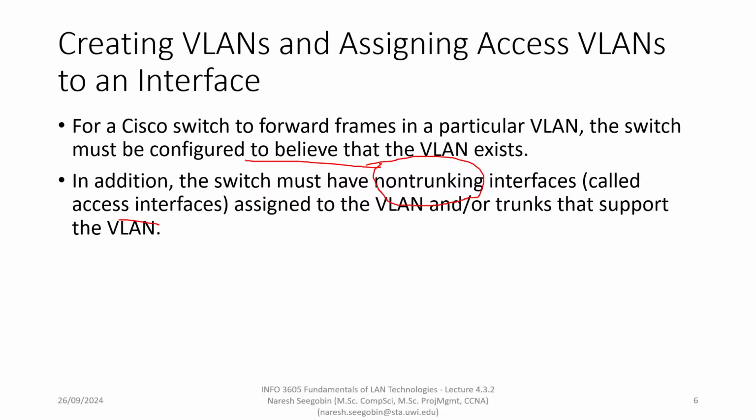If it's a trunking interface, it'll just pass the traffic through. It doesn't really care where the traffic goes. It just passes that traffic. But when you have an interface where you plug a PC in, it becomes a non-trunking or access port, and then we assign a VLAN to access ports.